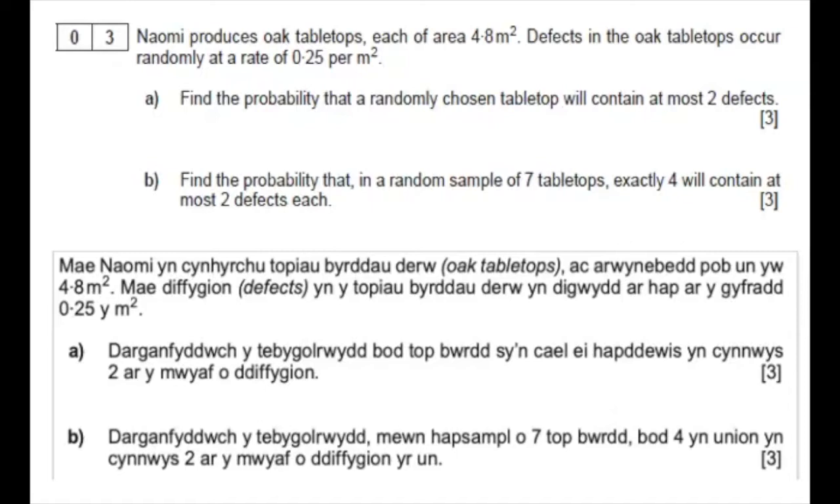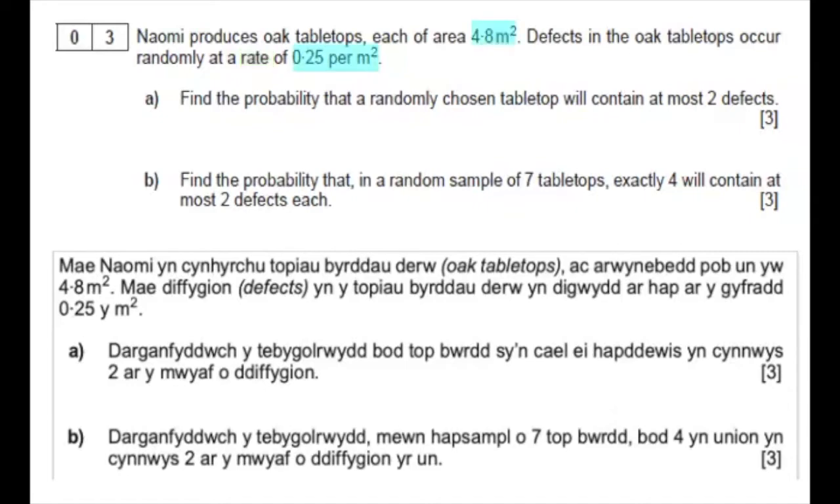Let's consider this and think about what distribution it is. The question talks about the rate. Anything that has a rate is a Poisson distribution. The number of occurrences in a volume, the number of occurrences in an area, the number of occurrences in a distance. Anything like that is Poisson.